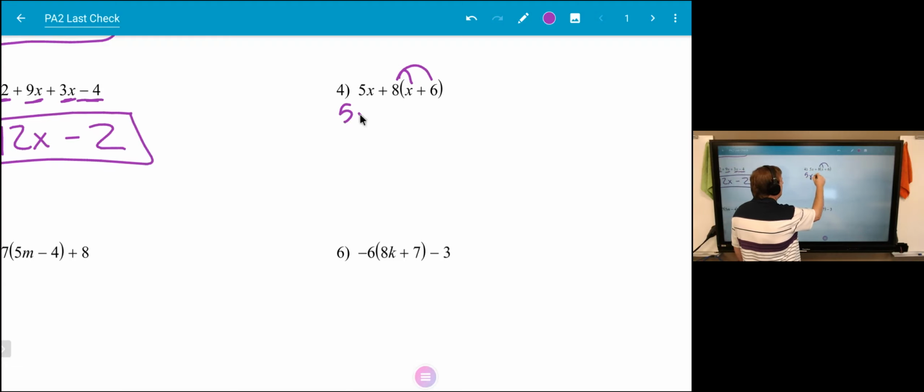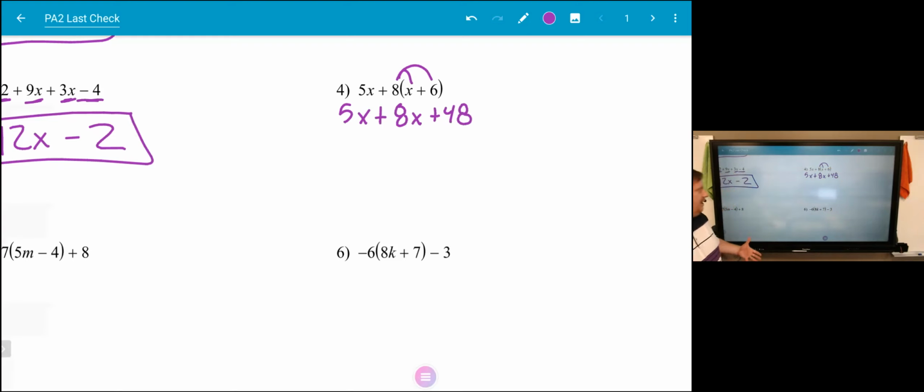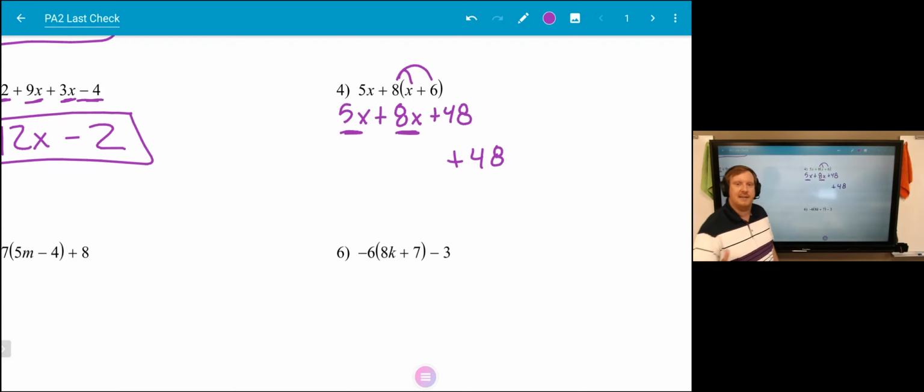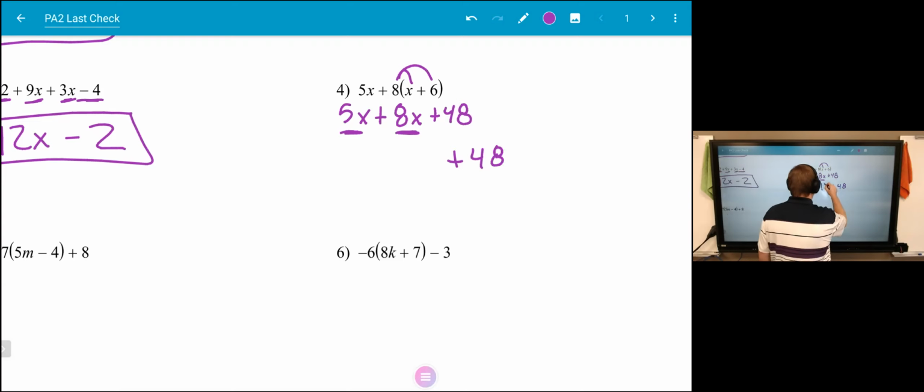So 5x plus 8 times x is 8x. 8 times 6 is 48. And now we need to look, can we combine anything else? Well, yeah, because this has x, this has x, that 48 doesn't, so we're done with that 48. That's just going to be a plus 48 at the end. But 5x plus 8x gives us 13x.